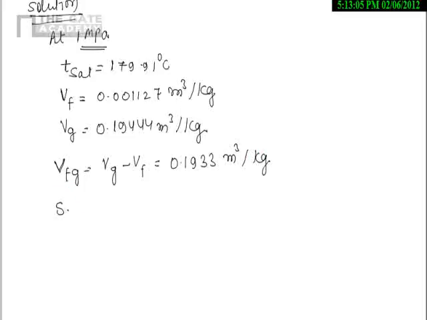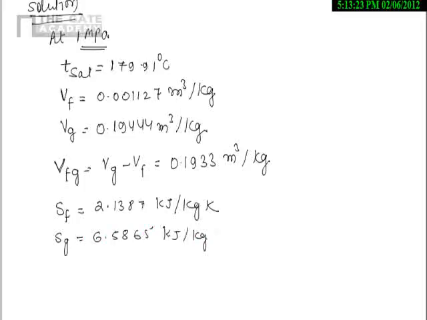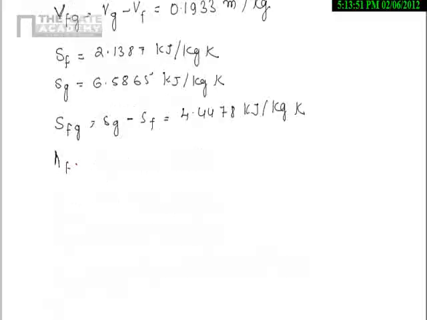Similarly, from the table, the entropy of liquid is 2.1387 kilojoule per kg Kelvin, and the entropy of vapor is 6.5865 kilojoule per kg Kelvin. For the change in entropy during vaporization, Sfg equals Sg minus Sf, and we get 4.4478 kilojoule per kg Kelvin. Similarly, we can get the change in enthalpy during evaporation, Hfg, which is Hg minus Hf, and from the table we have 2015.3 kilojoule per kg. So in this way we can easily find the change in specific volume and entropy during the phase change.